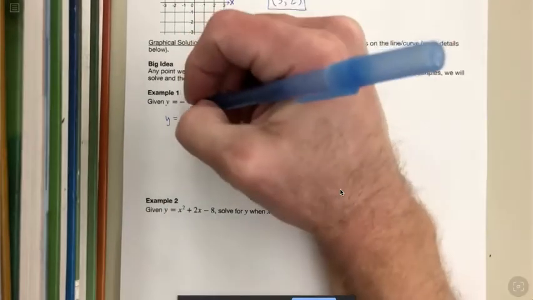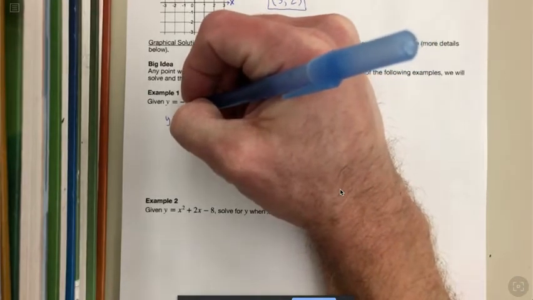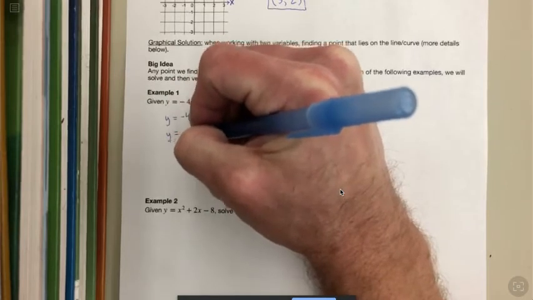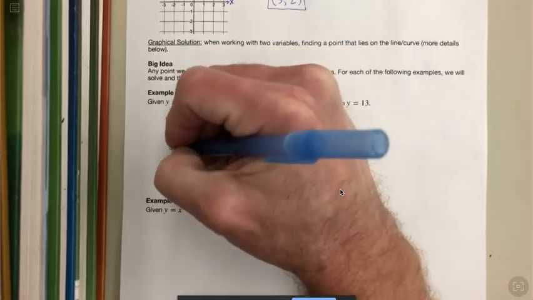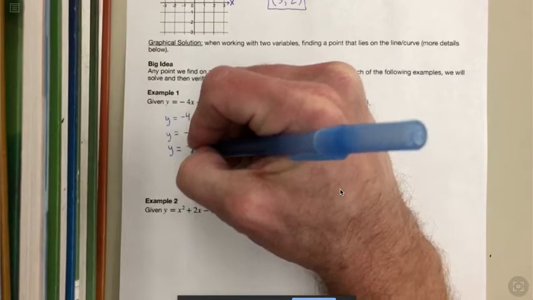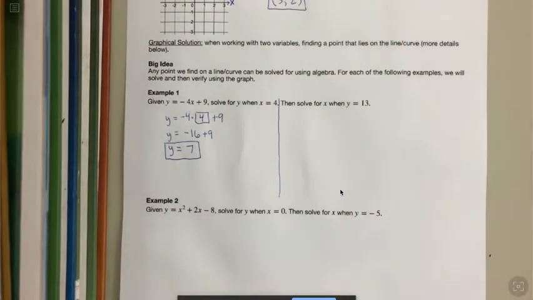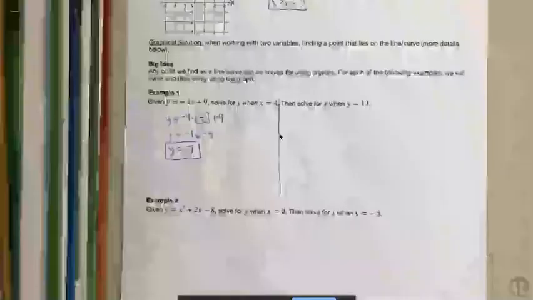All right, so just follow the order of operations. -4 times 4 is -16, plus 9, and we should get y equals -7. Not so bad, it's what we've been doing all along. But now let's take a look at what that means graphically.